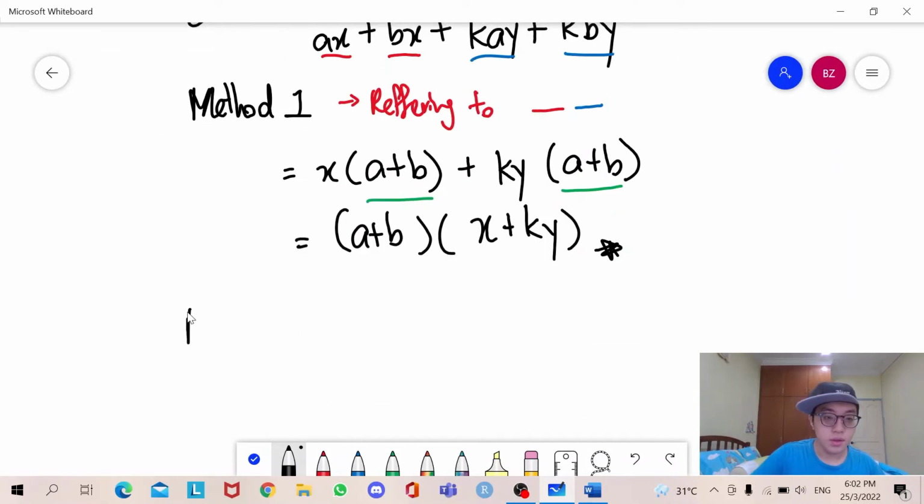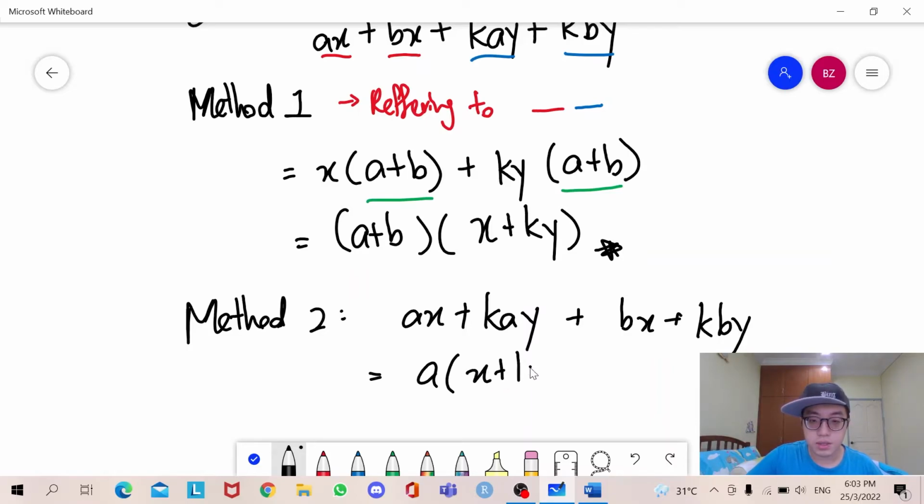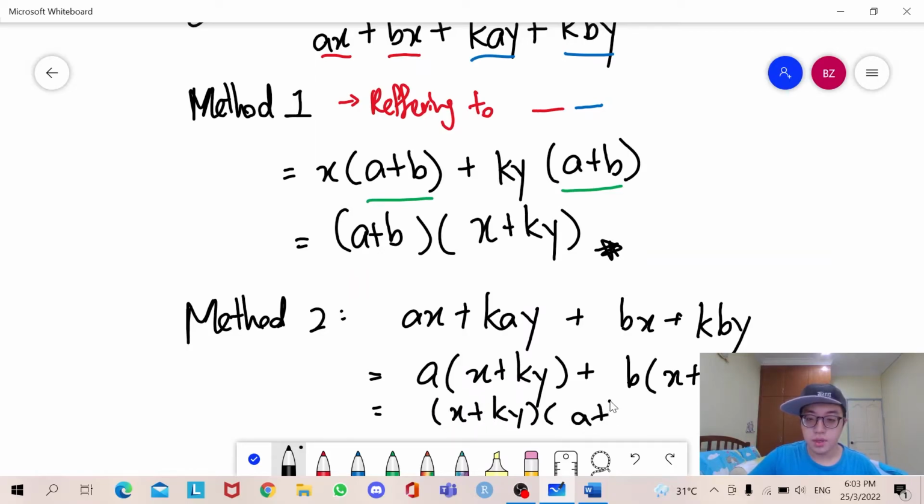Method 2. If we are taking ax plus kay plus bx plus kby, if we take out a from the first two and b from the last two, then we have a(x plus ky) plus b(x plus ky). So it will actually give you the same answer. It will eventually bring you to the same answer. So it depends on which one you compare. They will have the same term. So now we will move on to the examples that I've prepared.